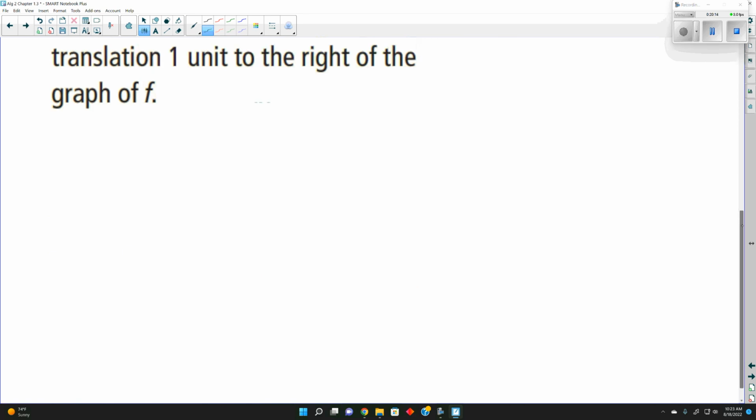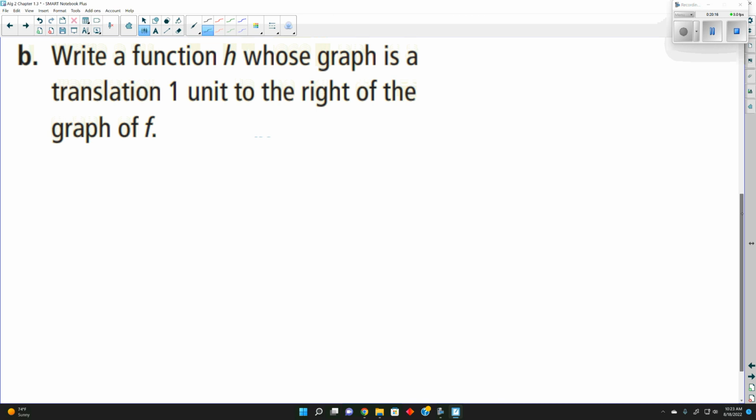So the next one, we want to write a function h whose graph is a translation 1 unit to the right of f. So again, when we talk about left and right, we're looking at the function h of x is equal to f of x minus h.